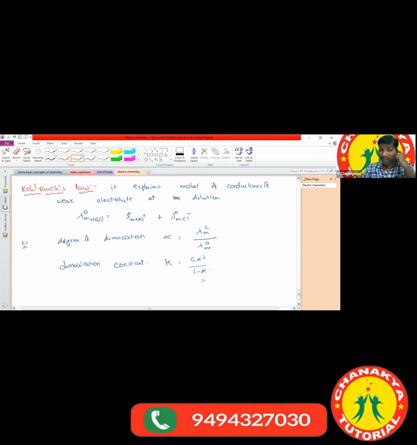Now you have clarity. Based on these three formulas, we have some questions in the examination, especially in JEE. Let us see one such question.